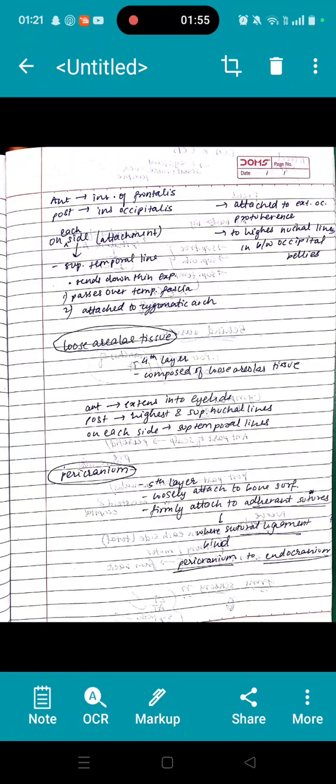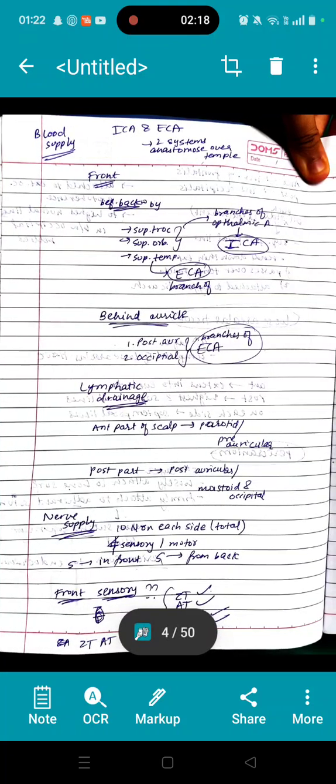Loose areolar tissue is the fourth layer. Anteriorly it extends into the eyelids, posteriorly to the highest and superior nuchal lines, and on each side to the superior temporal line. Pericranium is the fifth layer, loosely attached to the bone surface but firmly adherent at sutures, where sutural ligaments bind pericranium to endocranium.